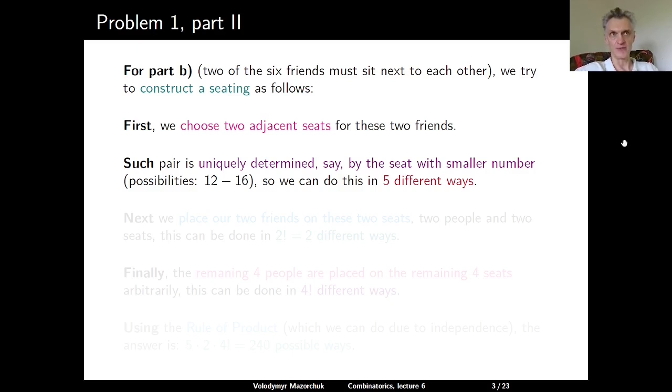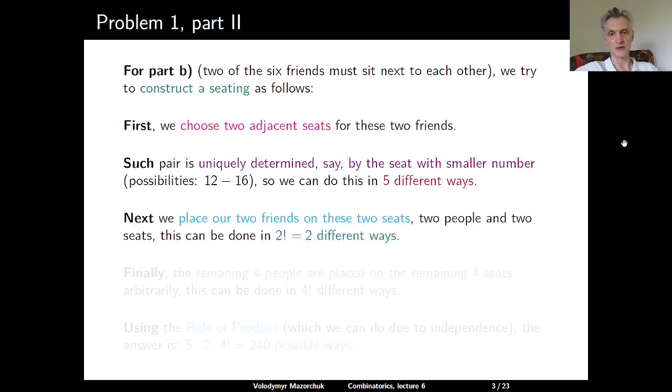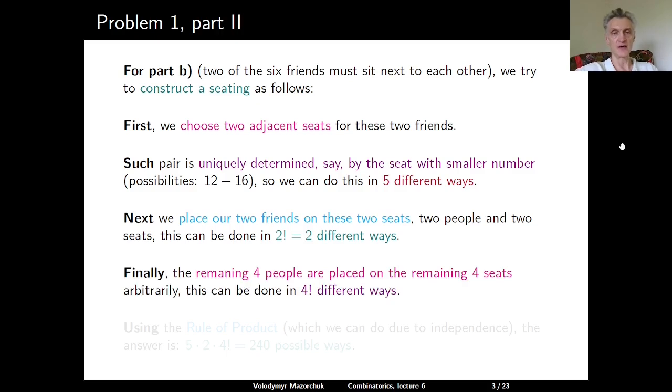So there are 5 possibilities to pick a pair of adjacent seats among 6 seats in a row. Next, we place our 2 friends on these 2 seats, and this can be done in 2 factorial different ways, because we are talking about permutations of 2 people, and 2 factorial is equal to 2. And finally, we have 4 seats left and 4 friends left and no restrictions. So the remaining people can be placed onto the 4 seats in 4 factorial different ways.